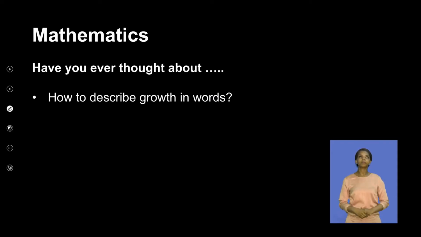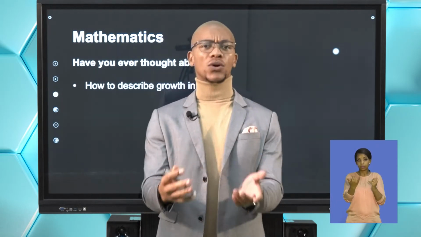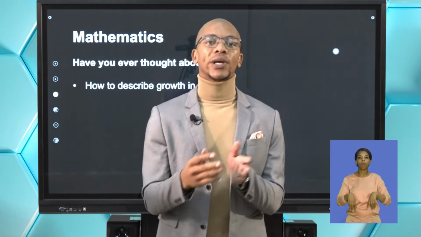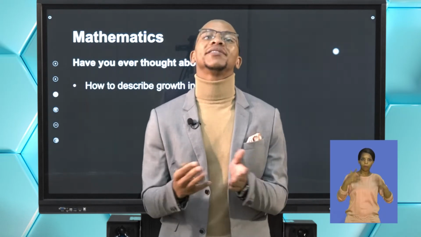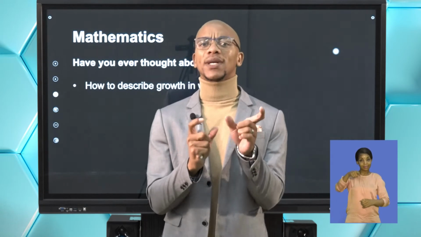Also, how would you then describe growth in words? So when you're talking about describing growth in words, can you then say what change exactly is it that you are trying to look at? Is your change constant or is your change random? And exactly in how long or in what intervals is the change happening? So that's what you would need to talk about if you want to describe your growth in words.